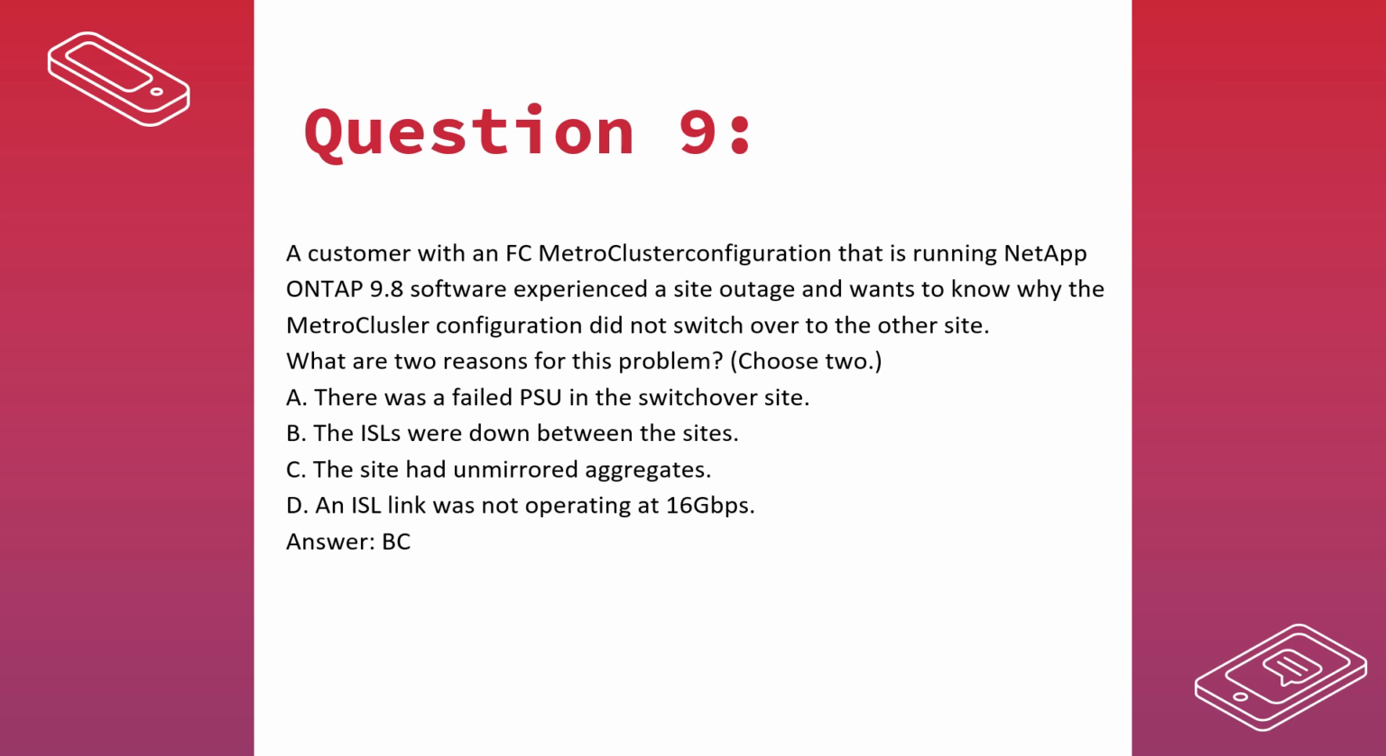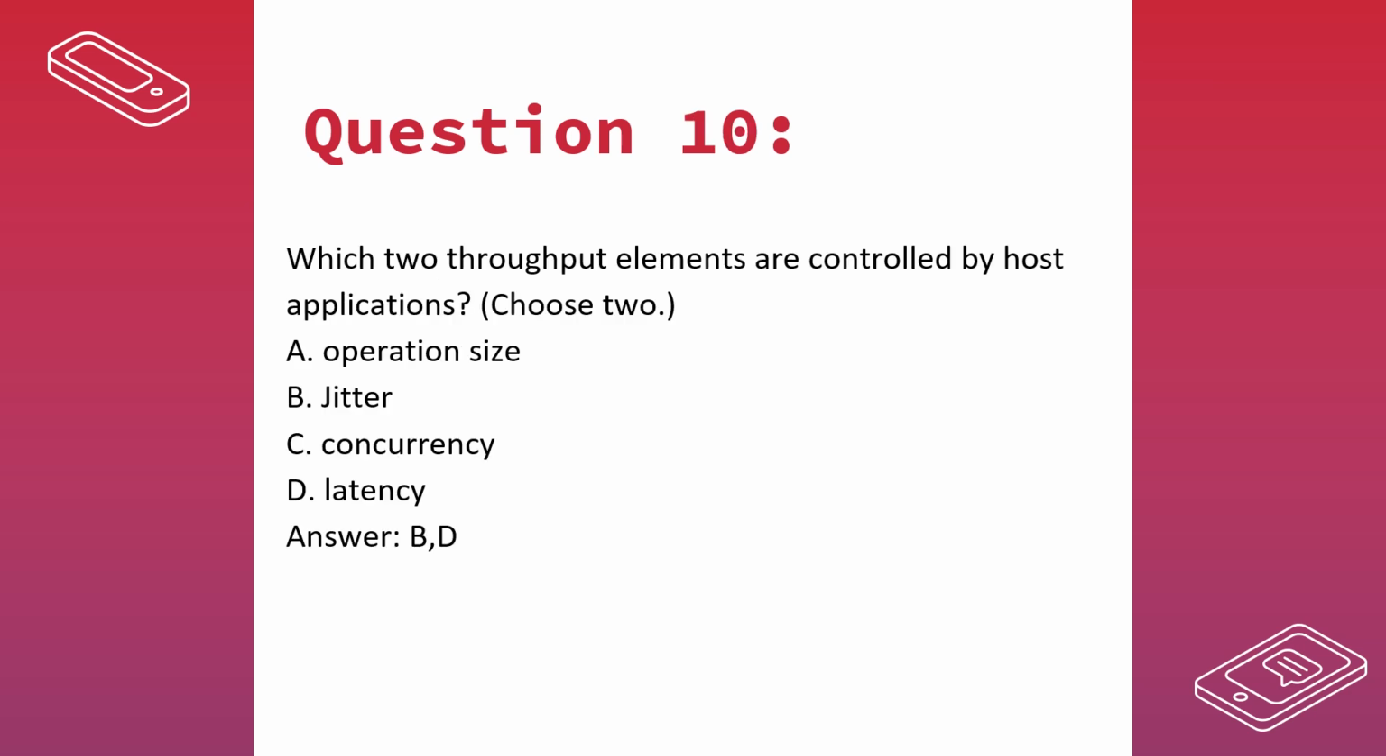9. A customer with an FC MetroCluster configuration that is running NetApp ONTAP 9.8 software experienced a site outage and wants to know why the MetroCluster configuration did not switch over to the other site. What are 2 reasons for this problem? Choose 2. A. There was a failed PSU in the switchover site. B. The ISLs were down between the sites. C. The site had unmirrored aggregates. D. An ISL link was not operating at 16 gigabits per second. Answer: B, C.